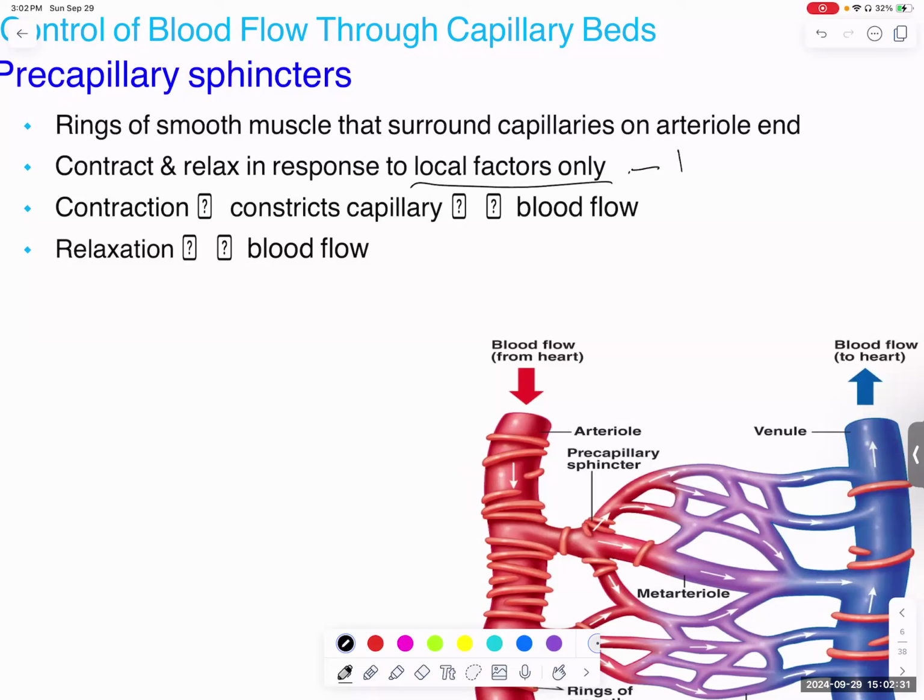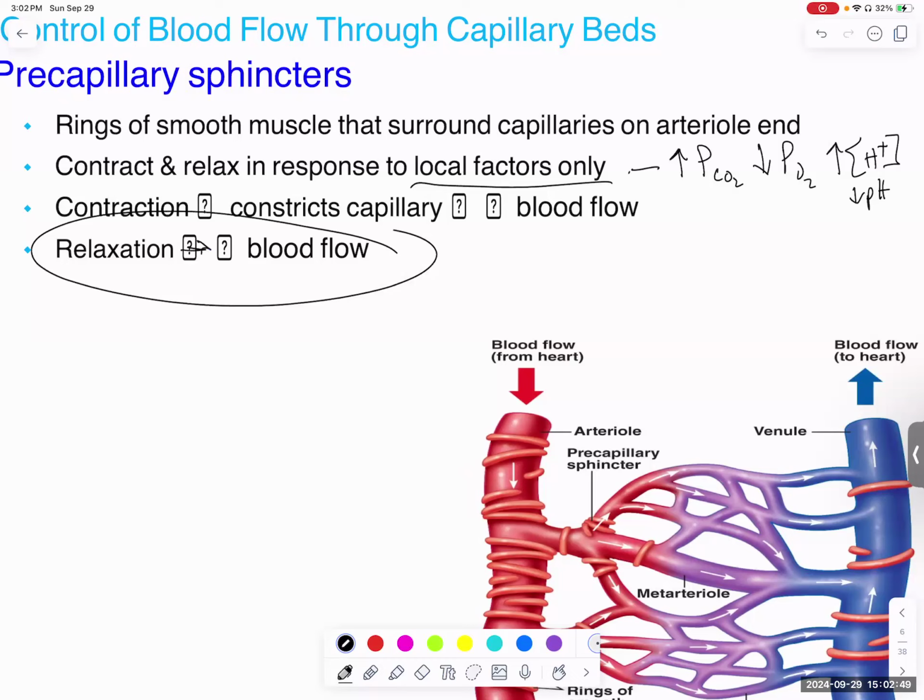And what are those local factors? An increase in the partial pressure of carbon dioxide, a decrease in the partial pressure of oxygen, an increase in the concentration of protons, which is a decrease in pH. These types of local factors are going to cause them to relax and increase blood flow. Under conditions where you have high partial pressure of oxygen, it's going to cause constriction of the capillaries, which will decrease blood flow.